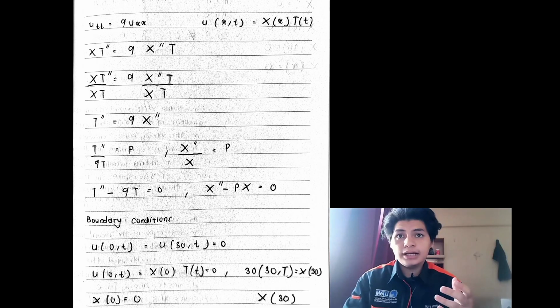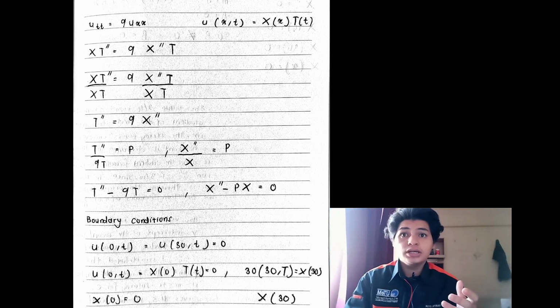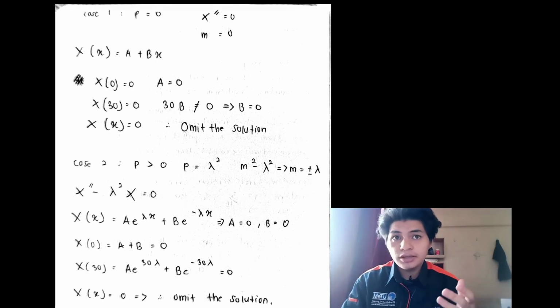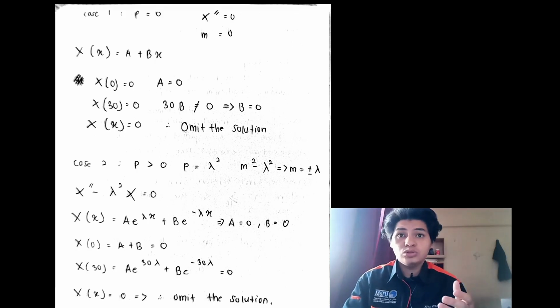Then I consider different values of the separation constant. For case 1, when p equals 0, the solution is X(x) = a + bx. Applying the boundary conditions gives a = 0 and b = 0. Therefore, the only solution is the trivial solution X(x) = 0, so this case is omitted.